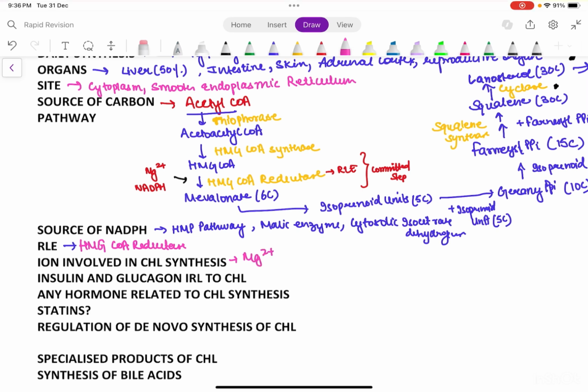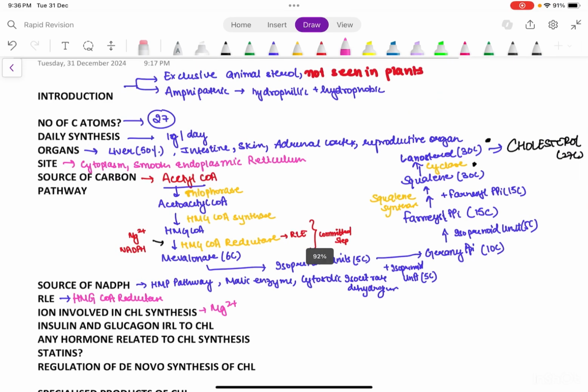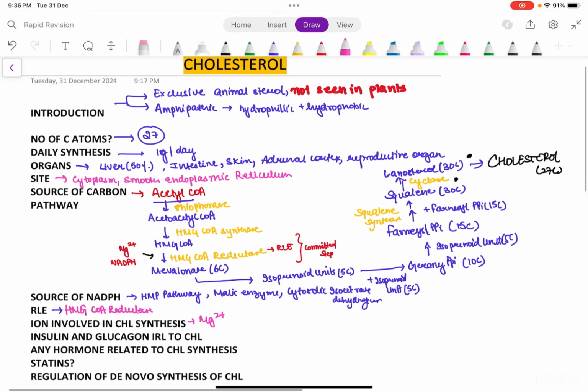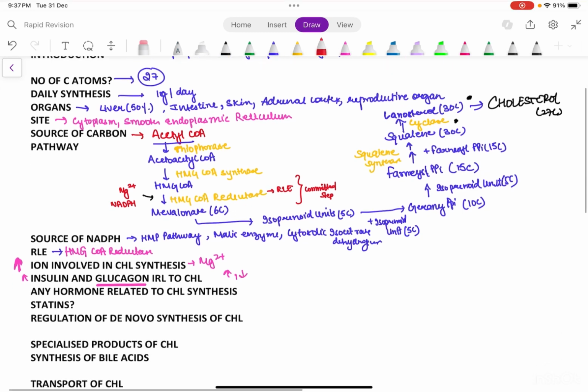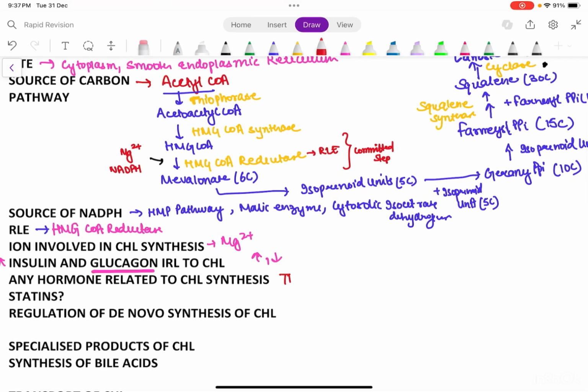Now the relation of insulin and glucagon to cholesterol synthesis. Now I want you to think if a person is eating well, obviously it is then well fed stage, right? So in well fed stage there will be increase in cholesterol. Now when is a well fed stage seen? Basically when there is insulin increase, right? So well fed stage, insulin increase, so insulin will increase the cholesterol, whereas glucagon will decrease. Okay, so increase and decrease. Then any hormone which is related to it, so we know thyroxine. I will tell you how this is happening in further video. Thyroxine basically increases the cholesterol synthesis, whereas glucocorticoids decrease.